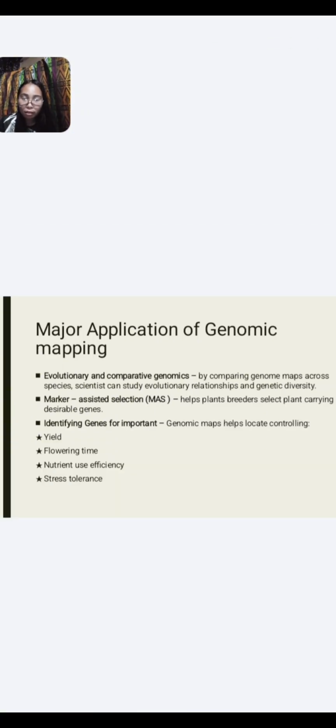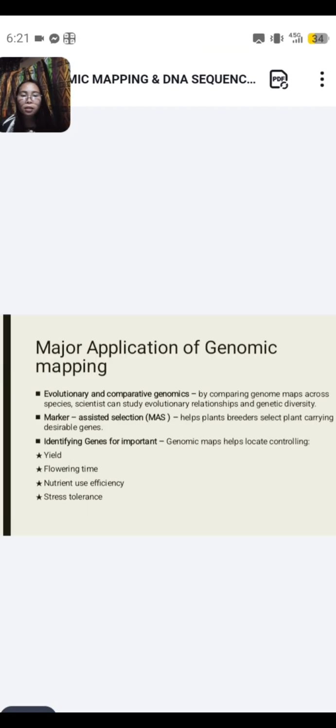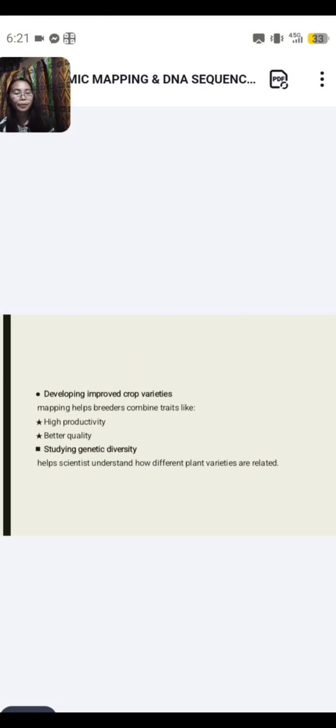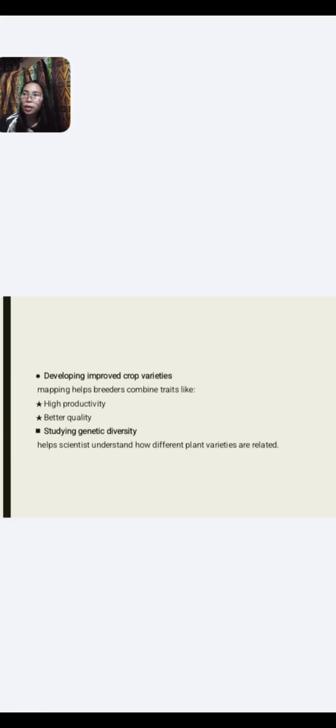So the next one is identifying genes of core importance. Genomic maps can help locate genes controlling, for example, the yield of the plants or crops, flowering time, nutrient use efficiency, and stress tolerance. Next is developing improved crop varieties. Genomic mapping can help breeders combine traits like higher yield and high productivity and better quality of the crops or fruits.